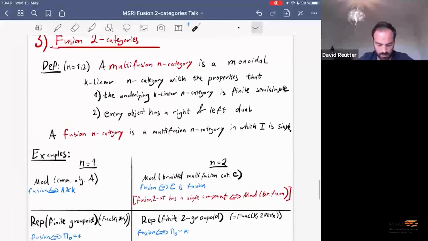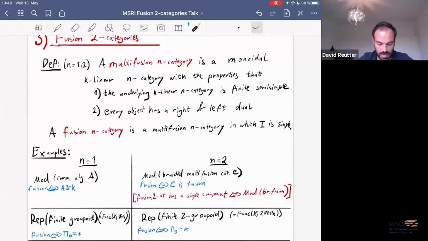So let's give some more examples. For n equal 1, we can look at the representations of a finite groupoid. This would be an example of a multifusion 1-category. So just functors from this finite groupoid into the category of vector spaces. And this is fusion if and only if this groupoid is actually connected, so if and only if pi 0 is trivial. And then it's just representations of a finite group.